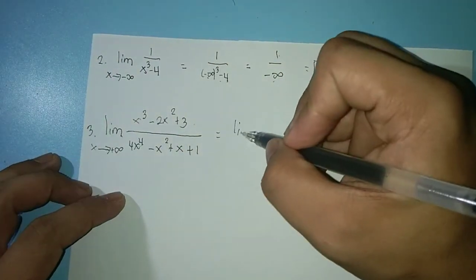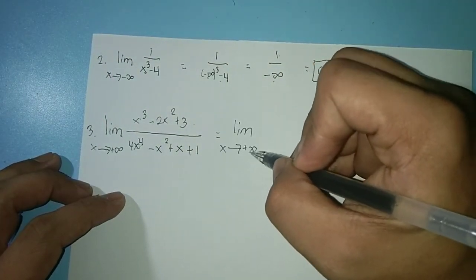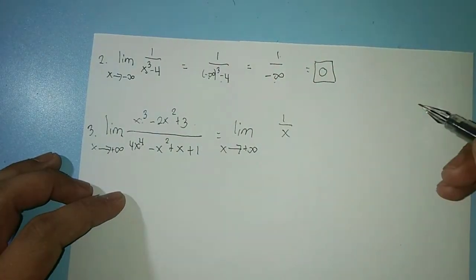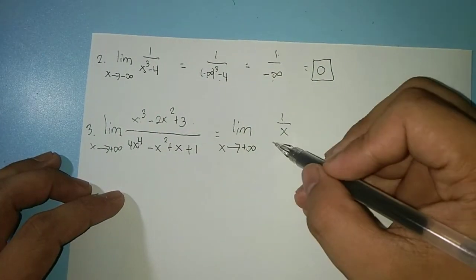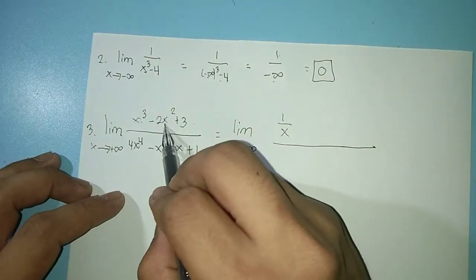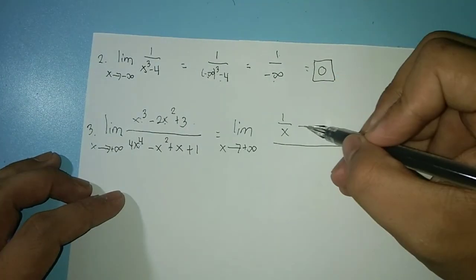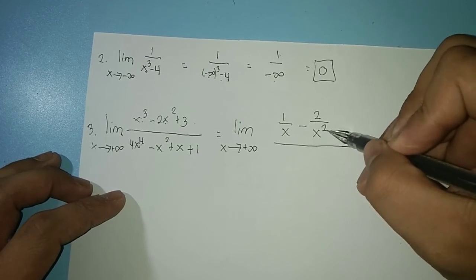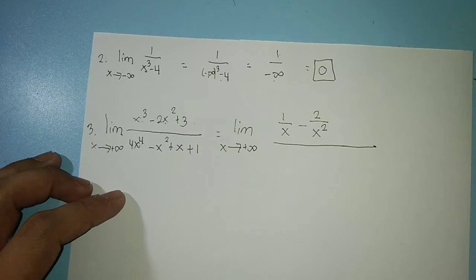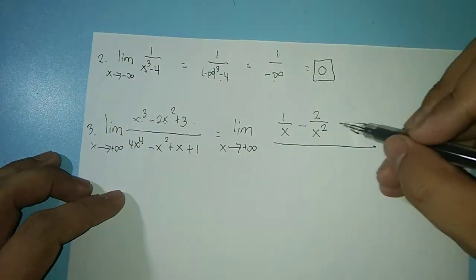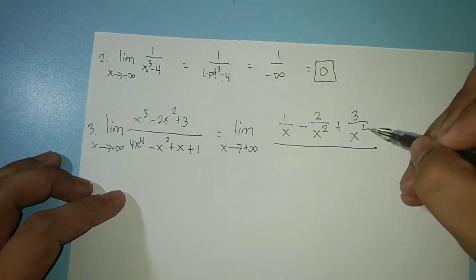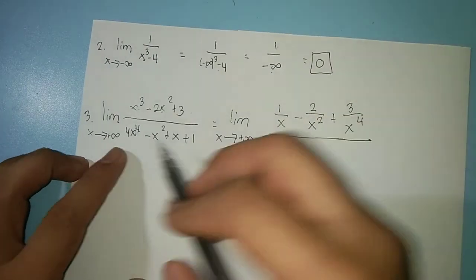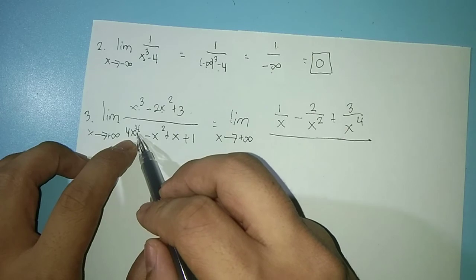Okay, so this will be limit, kopyahin lang, x approaches positive infinity, x cubed over x raised to 4. So, may matitirang x sa ilalim. So, magiging 1 over x. Negative 2x squared over x raised to 4. So, that will be negative 2 over x squared. So, 4 minus 2. Pagtatalunan na lang yung exponent eh. Then, ito walang x raised to 4, kaya magiging 3 over x raised to 4. Okay? All over. So, ito, x raised to 4.